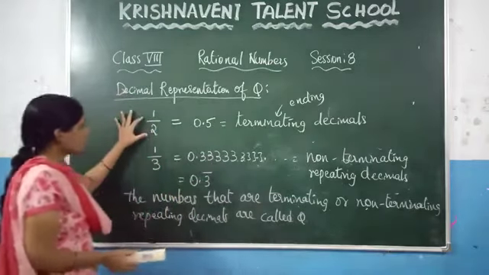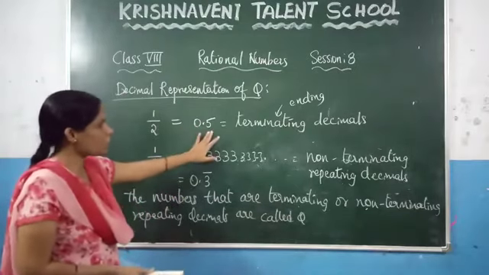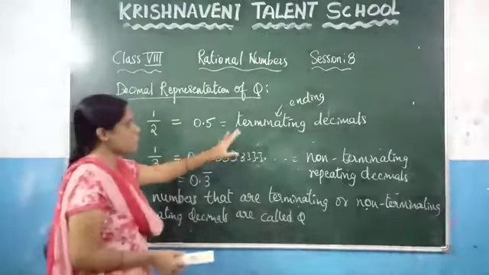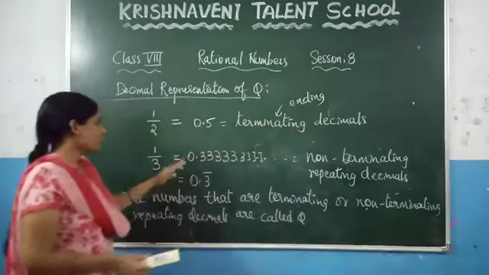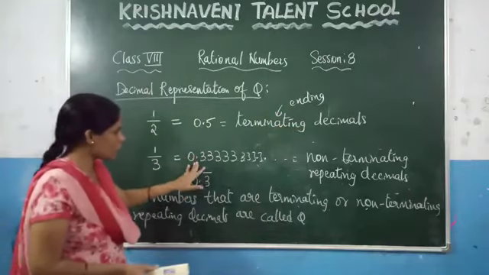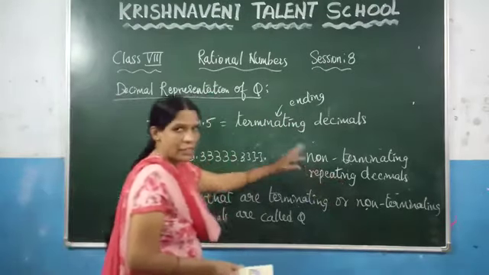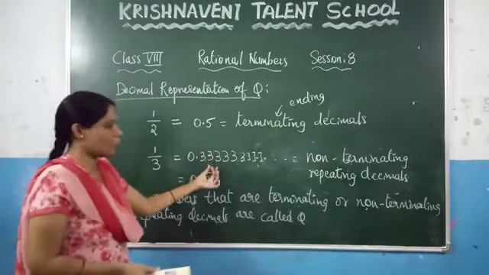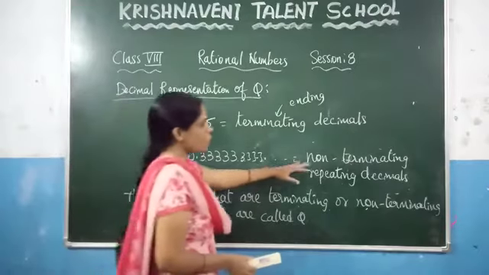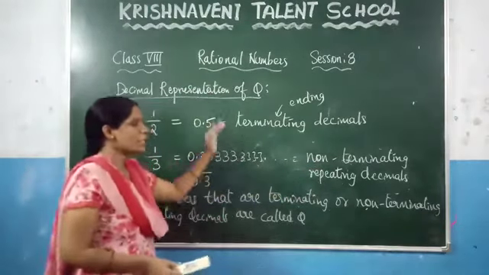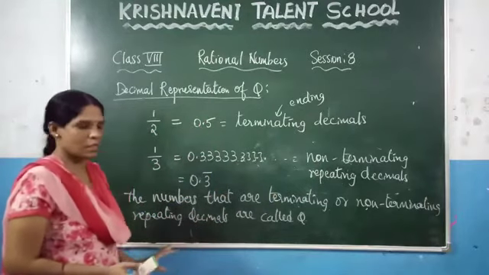So we took two examples. In this example, after the decimal point it has an end, so we call it a terminating decimal, which is nothing but an ending decimal. In this example, after the decimal point there is no end, so we call it non-terminating, and here we are getting repeating decimals. The number 3 is repeating here, so we call it a non-terminating repeating decimal. These types of decimals together we call irrational numbers.